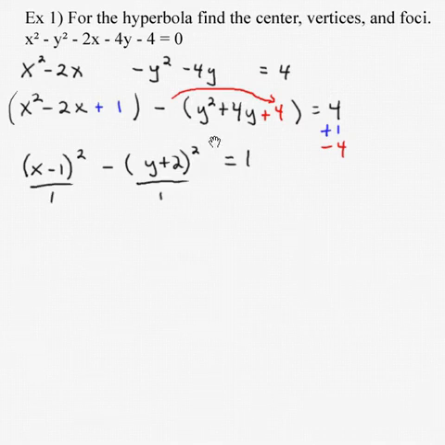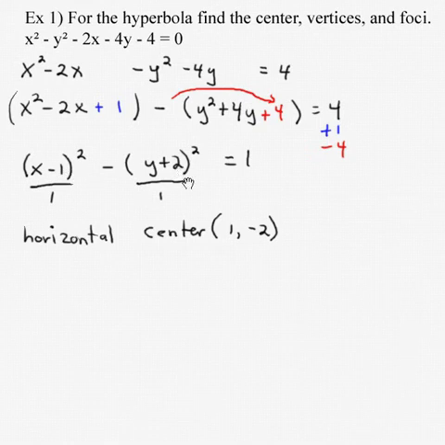Now that we've got it in standard form, you're saying, well, where are a and b? Where are the denominators? So let's just pretend we're dividing everything by 1. The denominators are really 1. That's how we're going to find a and b. If no denominators are there, it already equals 1, so the denominators are 1. Alright, as we look, the fraction with x in it is not being subtracted. Y is, and that means that this is horizontal. The center is positive 1, negative 2.